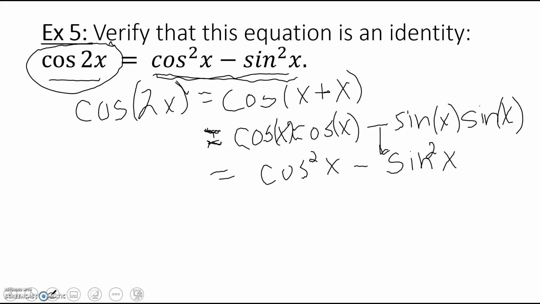And so usually I would start with the right side because it's more complicated, but now I see that I can use this sum angle identity over here by adding the two x's together. And by using that identity, it takes me right to where I need to be. And so the justification for this step is the sum angle identity for cosine. And then for this last step here, all we did was simplify.